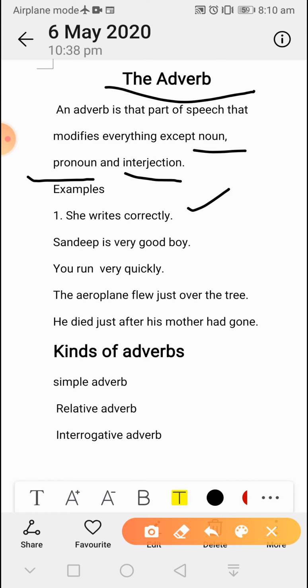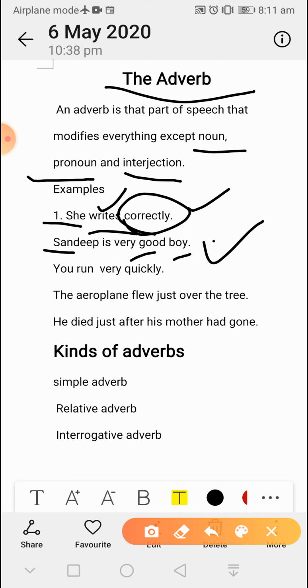She writes correctly. Here, she is a pronoun, writes is a verb, and correctly is a word which describes how she writes. She writes correctly. The next sentence is: Sandeep is a very good boy. Sandeep is a noun, boy is also a noun, good is an adjective, is is a helping verb, and here very is a word which describes how good. Very good means how good the boy is.